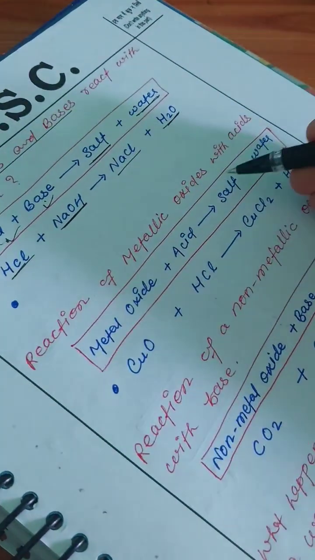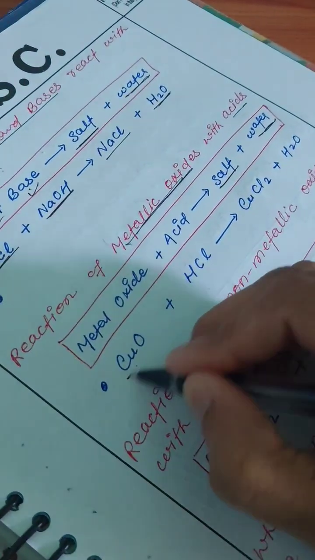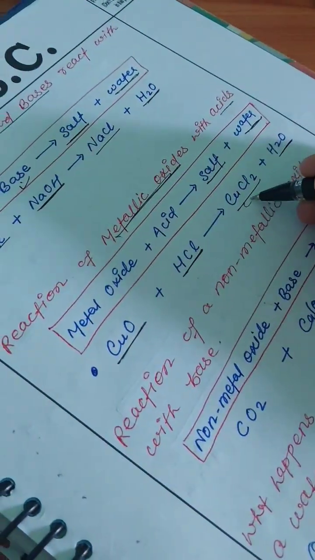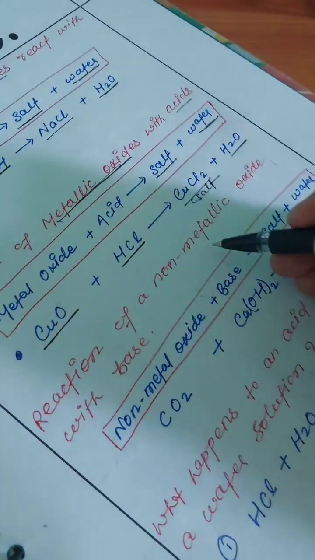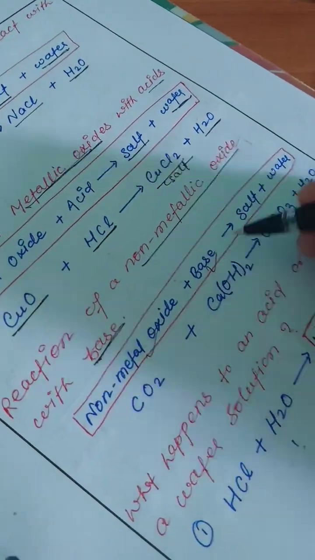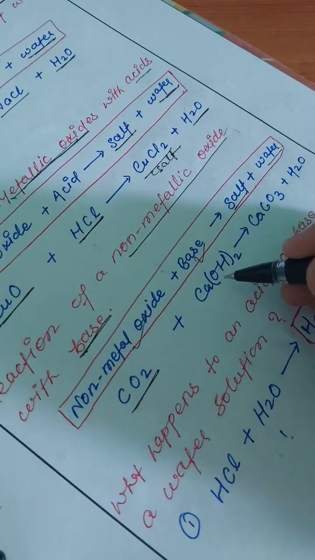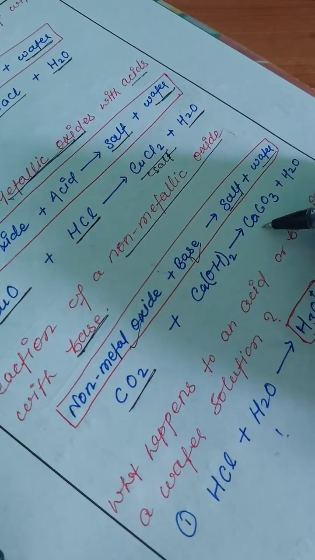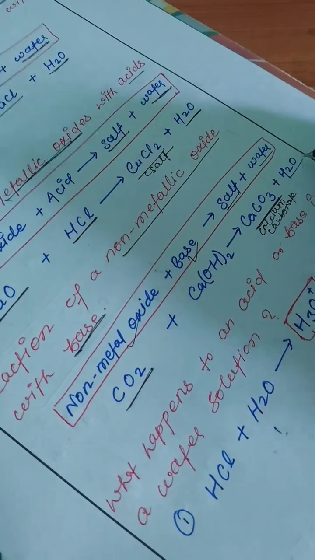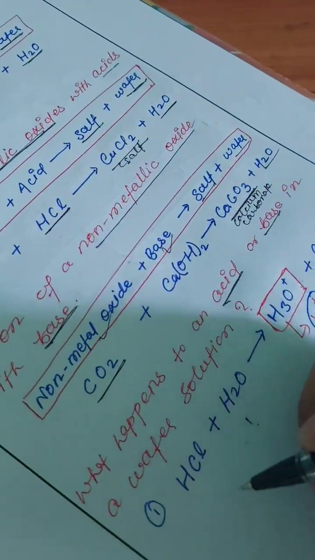Similarly, when acid reacts with metal oxides, we get salt plus water. For example, if we react copper oxide with hydrochloric acid, we get copper chloride plus water, where copper chloride is a salt. When a base reacts with a non-metal oxide, it gives salt plus water. That is, when non-metal oxide CO2 reacts with base, that is calcium hydroxide, we get calcium carbonate and water, right?